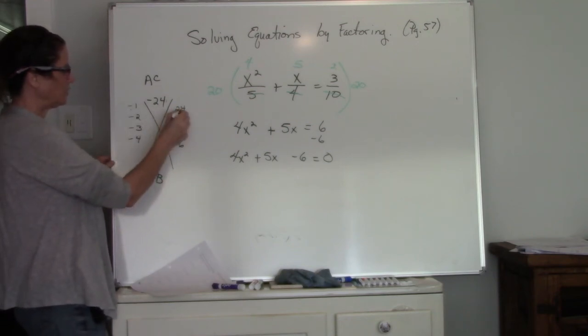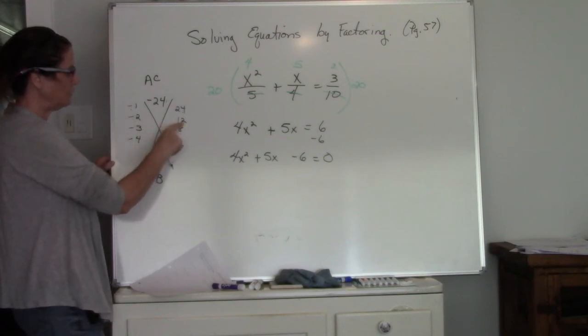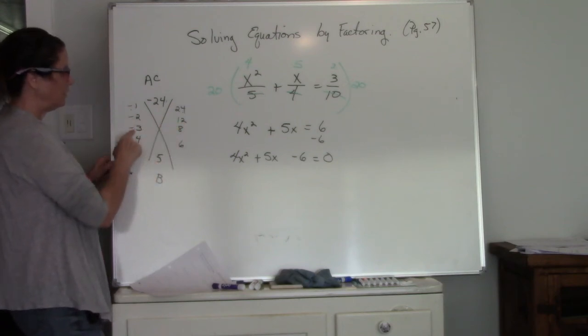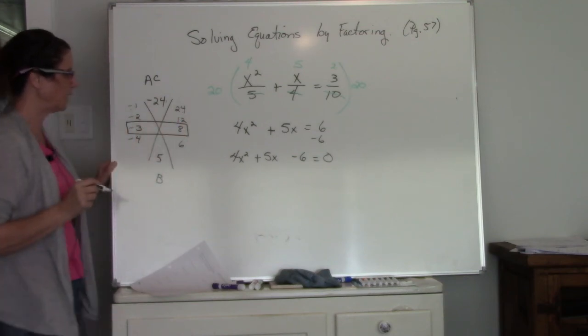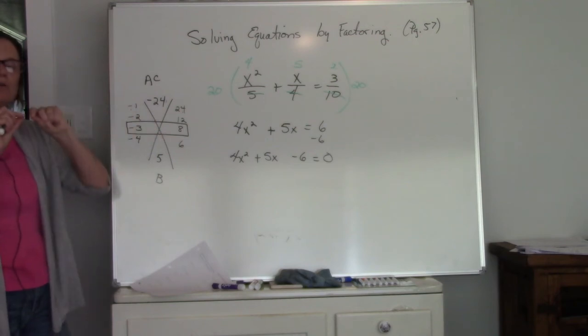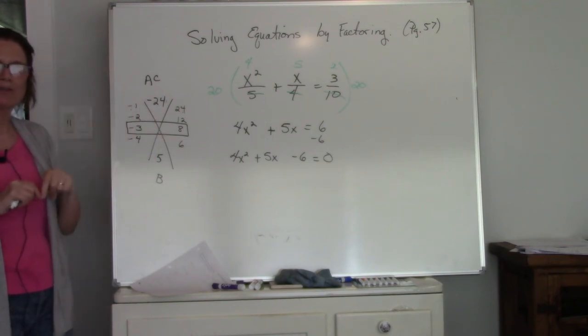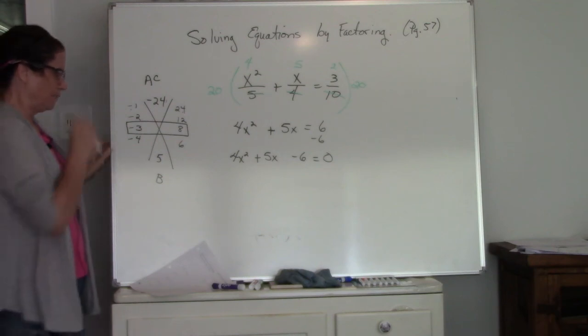Negative 1 plus 24 does not equal 5. Negative 2 plus 12 does not equal 5. Negative 3 plus 8, there are my factors. When I add, I get 5. When I multiply, I get negative 24. Remember, it's got to fit both sets of criteria, both when you multiply and when you add.